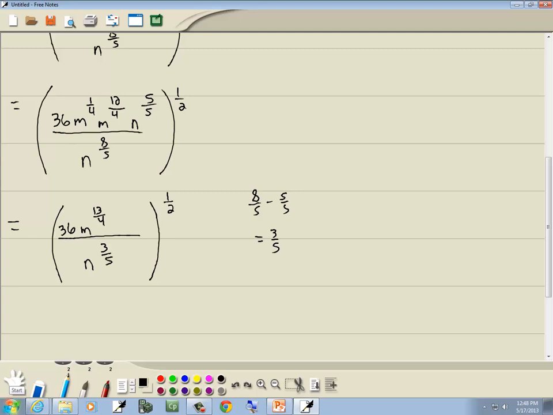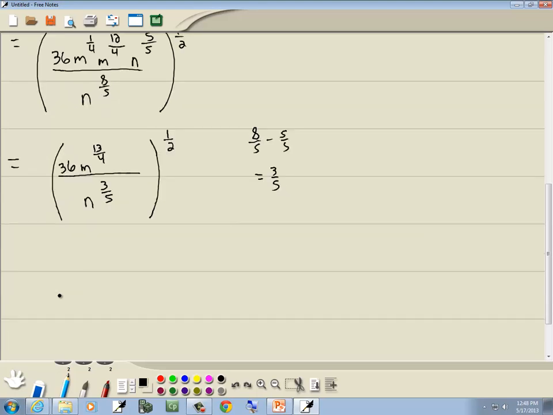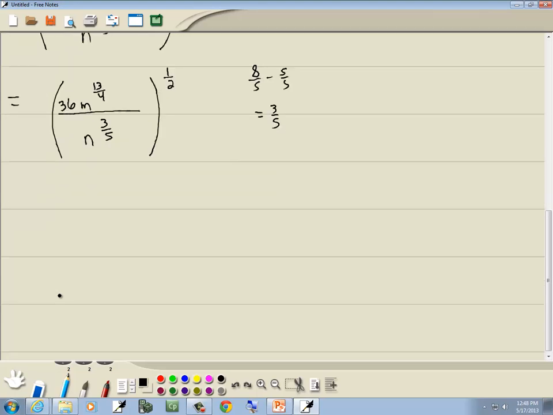Now there's nothing left to do inside of the parentheses, so I'm going to handle the exponent on the outside. Now if everything inside your parentheses is either multiplication or division, and you're raising it to a power, you can take everything to that power. So we'll take 36 to the 1/2 power. We'll take the m to the 13/4 to the 1/2 power. And we'll take n to the 3/5 to the 1/2 power.